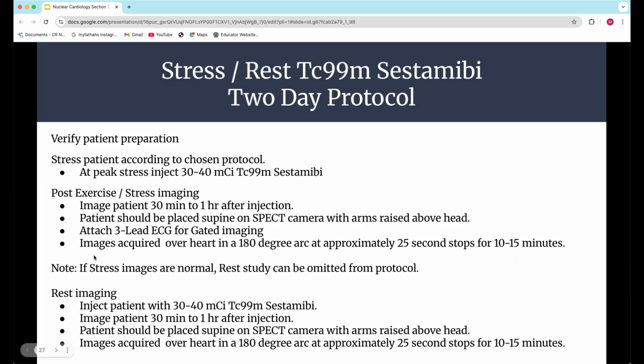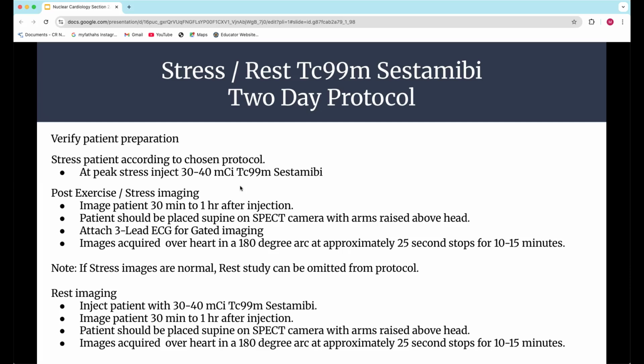So again, if we pull up our images and we get a heart that's totally perfused, well, guess what? You can be done. Sweet. Patient can go home. You've answered the question. There's no defects and you're good to go. However, if there is a defect, now you're in trouble because you've got a 6-hour half-life, right? That's why this one used to be a 2-day protocol, because if you stressed them with 30 to 40 millicuries, you have to wait too long to actually image the patient again.